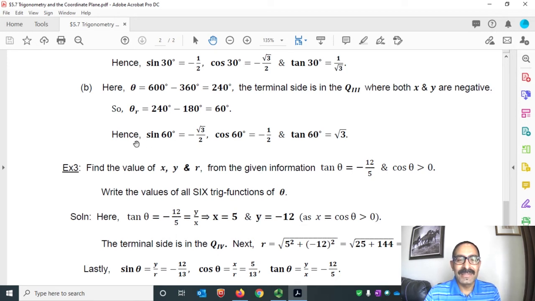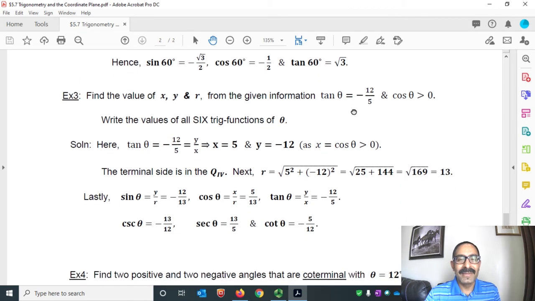So hence, instead of computing sine of 600, we are computing sine of 60 degrees with a negative sign. So sine 60 degrees equals radical 3 over 2, with a minus, because 600 lies in the third quadrant. Similarly, cosine 60 turns out to be negative 1/2, and tan 60 turns out to be radical 3. This is simply dividing this value by this value. I hope it makes sense to you all. Now let's move on.